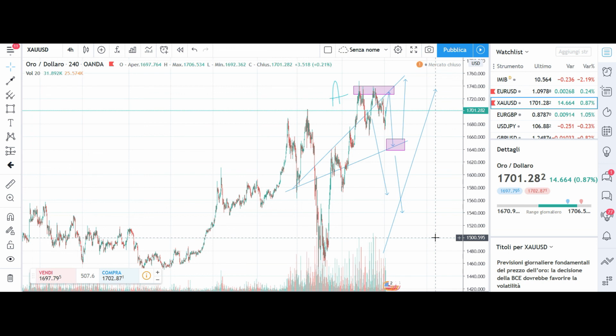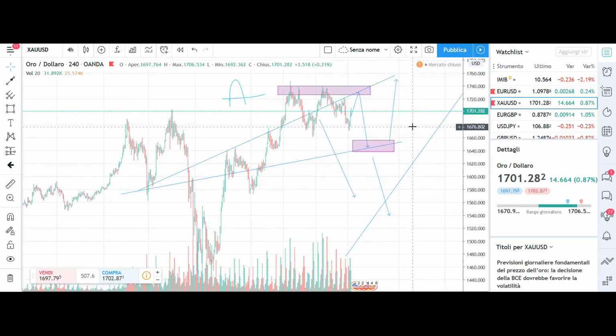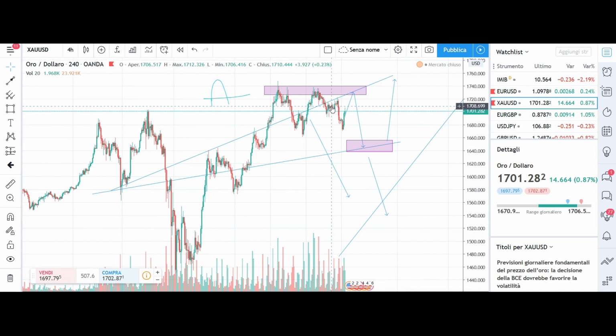For now we stick to my plan A, which is going for a short position only when the price reaches our resistance level, and when it reaches our support, going for long positions.